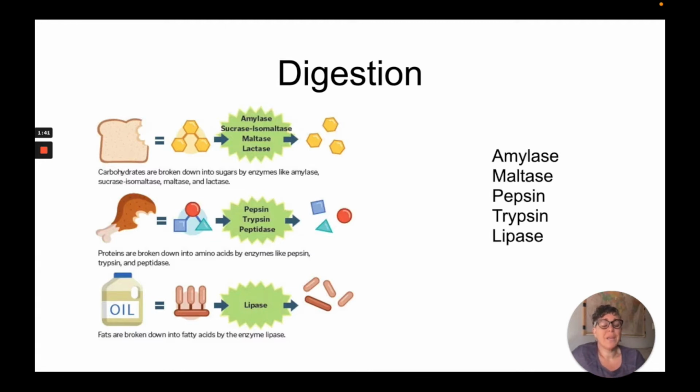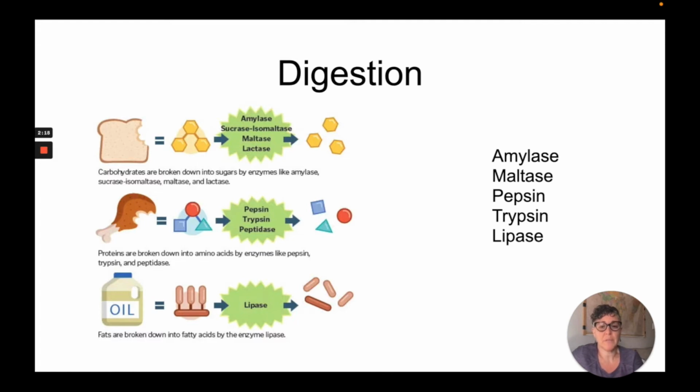There are many enzymes that do this, but for this syllabus, the enzymes that you need to know are amylase and maltase, which are for carbohydrate molecules, pepsin and trypsin, which are for protein molecules, and lipase, which is for fat molecules. Those are the 5 enzymes you will need to know when we talk about digestion in animals. These enzyme names will come up again, so at this point you just need to be familiar with those particular names.